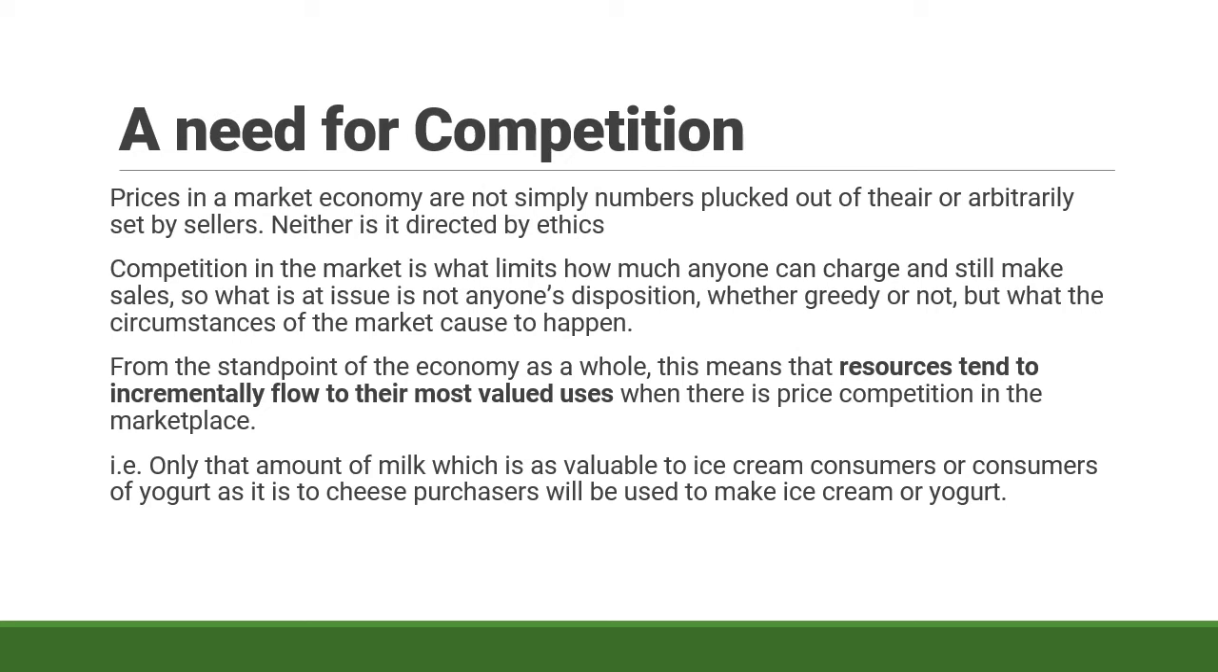Milk is valuable to ice cream consumers or consumers of yogurt, as it is to cheese purchasers, and will be used to make ice cream or yogurt. So production in principle aids the production of other goods and commodities. And the production of other goods and commodities is largely dependent on demand, or the share of how much people are willing to pay for the commodities being offered to them.